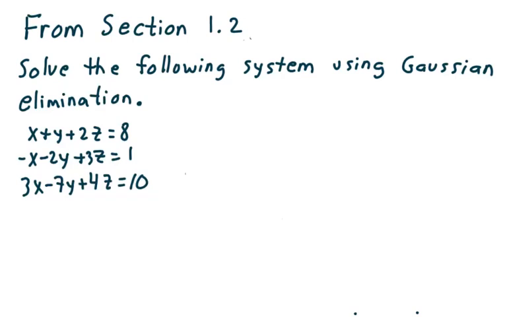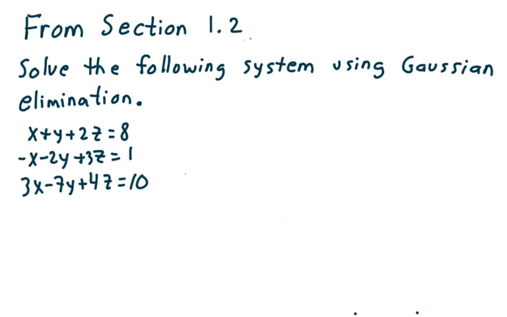This is a video from section 1.2 in a linear algebra class. The directions say to solve the following system using Gaussian elimination. So this is my system of equations. We get x plus y plus 2z equals 8. Negative x minus 2y plus 3z equals 1. And then 3x minus 7y plus 4z equals 10.